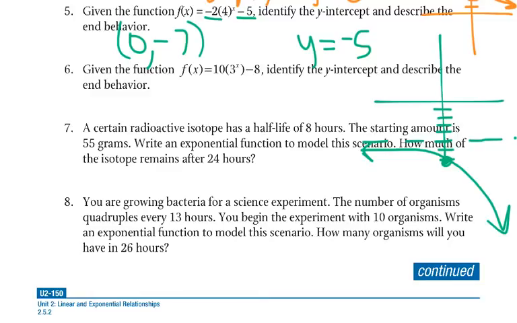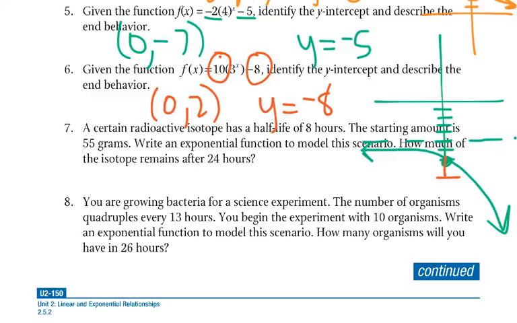Okay, 6, we've got 10 minus 8, so (0, 2) would be our y-intercept. Asymptote of y equals -8. So we'd go down one more for our asymptote. Then up here at 2 would be our y-intercept, so it would go out right like this. Okay? And that's all we have to do for those ones.